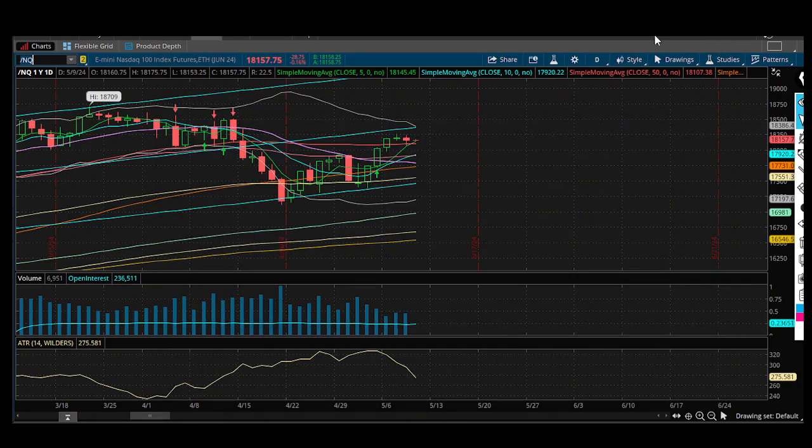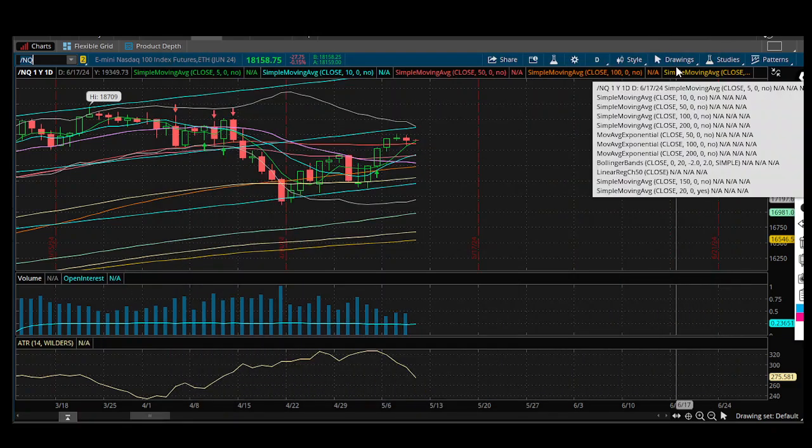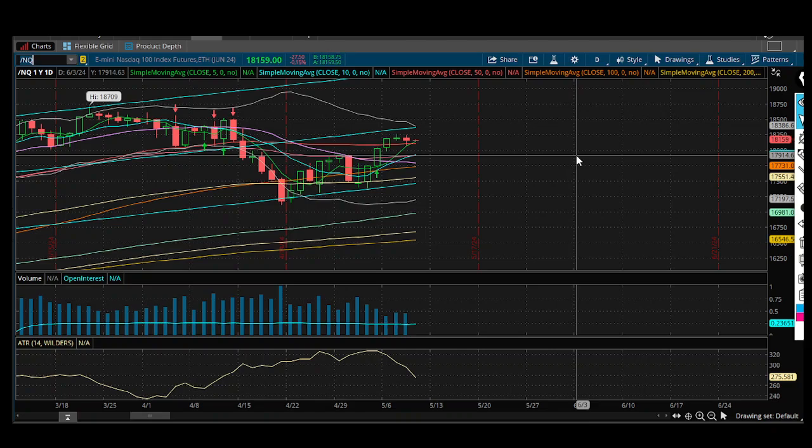What's going on, guys? Let's take a look at today's price action from a daily perspective. Let's get some information ready so that we're ready to trade tomorrow. We're ready to trade on Friday.